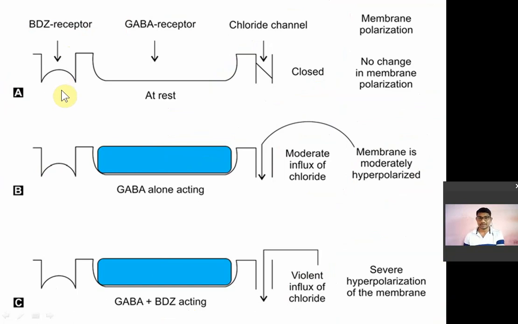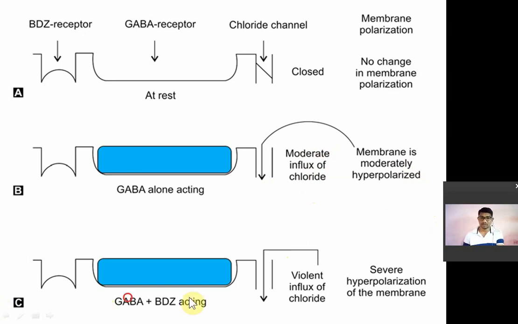This is a normal empty receptor. The benzodiazepine site is there at the GABA A receptor. Now at rest, when there is no GABA molecule and no benzodiazepine, the chloride ion channel will be closed. So there will be no change in the membrane polarization. When there is only GABA alone, GABA will interact with the GABA receptors and open the chloride ion channel. So moderate flow of chloride ions inside the cell will be there. The membrane will be moderately hyperpolarized, and there will be moderate hypnosis or moderate inhibitory effect.